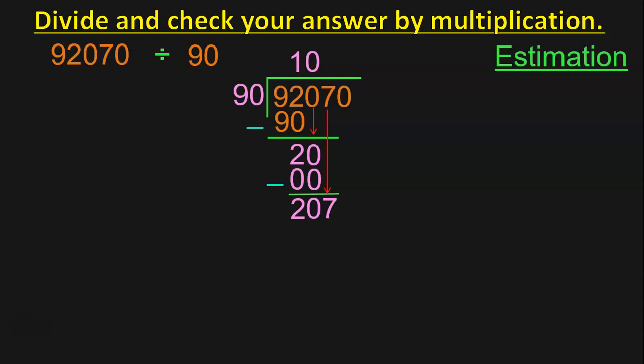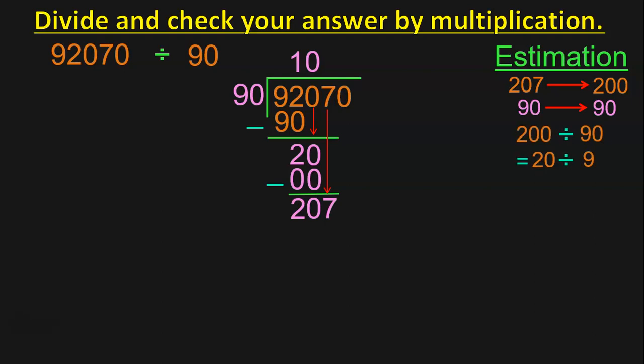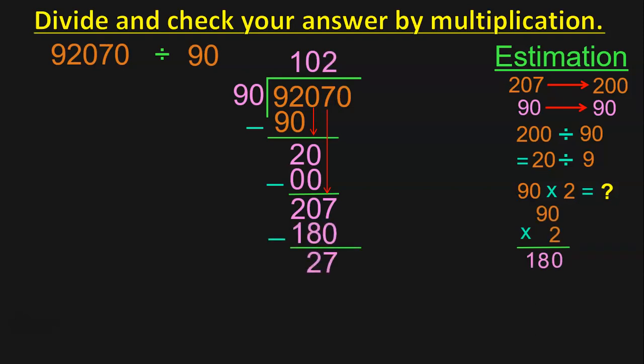So you're going to use the estimation technique. Rounding off 207 to the nearest hundreds, you will get 200. We need not round off 90 because 90 is a base number. So 200 divided by 90 is nothing but 20 divided by 9. We cannot directly divide this, but we know that 9 into 2 is 18 and 9 into 3 is 27. So let us find out what is 90 into 2, taking 2 to be the quotient. So 90 into 2 is 180 and the balance is 27.